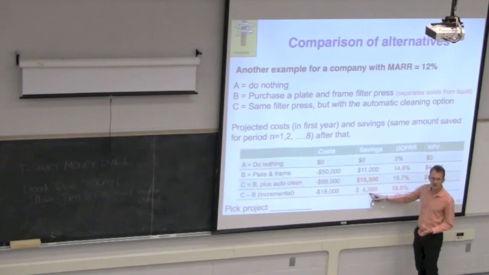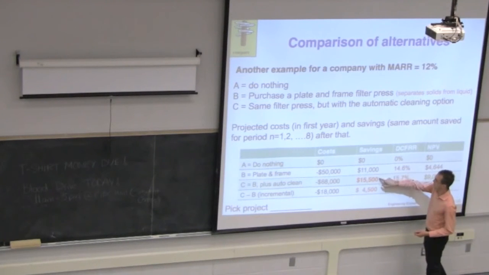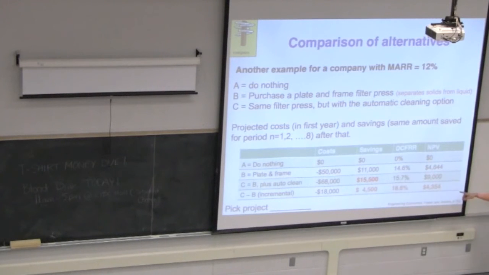That 4,500, you may have that as 1,500, so just correct that. That's the difference then between option B and option C. And then the NPV here for the incremental investment was recorded as the correct number. I just had a minus sign over there, so just take that minus sign away, it's positive. Okay, so just fix those up and that will help.